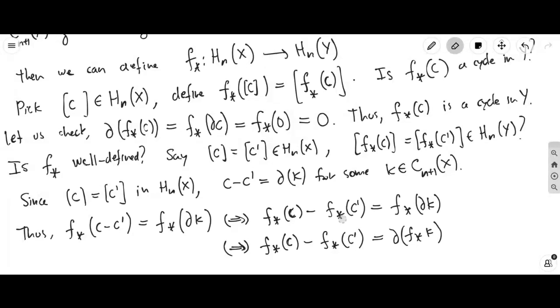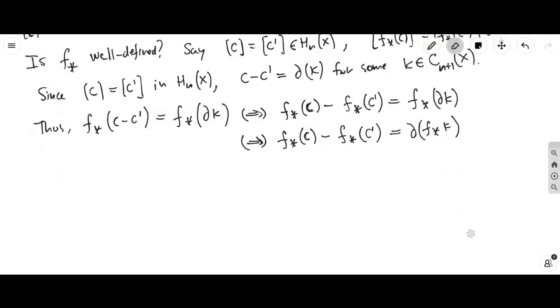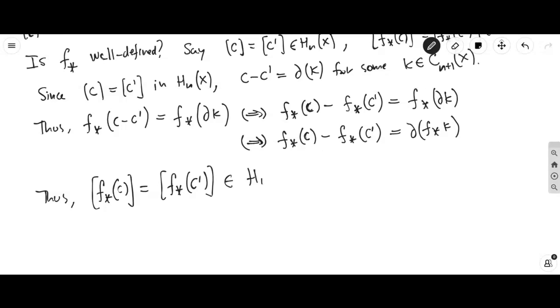Like this f star and that f star are technically different, because you can see there are different f stars. We just have to be mathematically mature enough to know which one it's referring to. But anyway, this just follows from the commutative diagram, and thus the homology class of C is equal to the homology class of f star of C prime, precisely because their difference is the boundary of a chain of one higher dimension. So therefore, these are the same homology class in the homology of Y. Okay, so we have checked that.